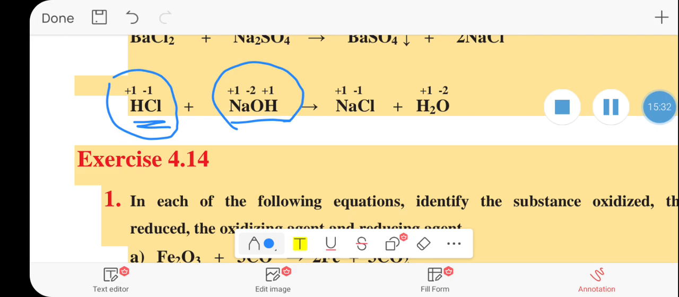In the reactant side, hydrogen has oxidation number +1 and chlorine has -1. In the product side, also hydrogen +1 and chlorine -1. Sodium in the reactant side is +1, in the product side +1, oxygen -2 in the reactant, in the product -2. There is no change in oxidation number.